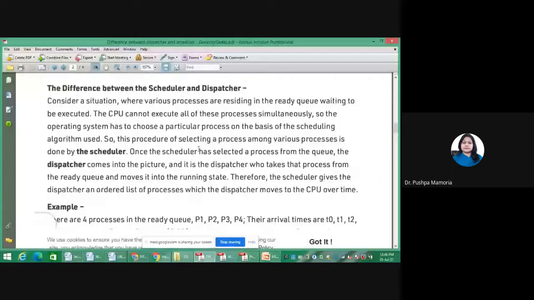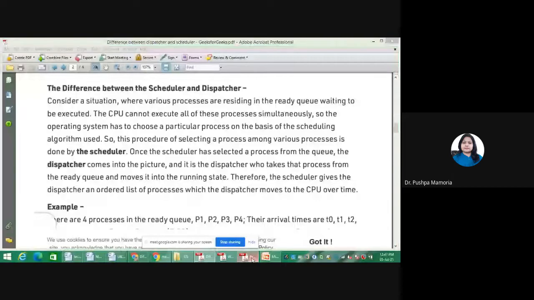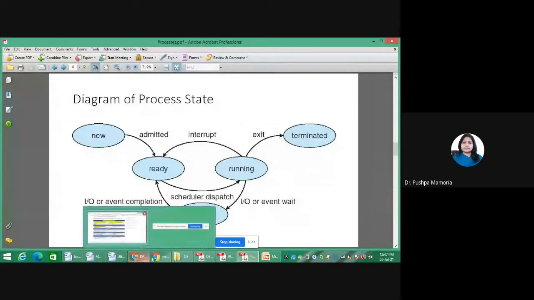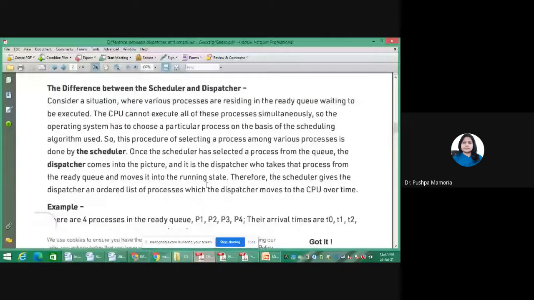The difference between scheduler and dispatcher. Once the scheduler has selected a process from the queue, the dispatcher comes into the picture, and it is the dispatcher who takes this process from the ready queue and moves it into the running state. Clear? That is also shown here. So from the ready to the running state, the dispatcher will send that process, right? That they have written here.